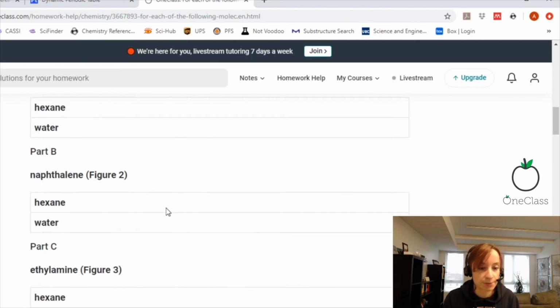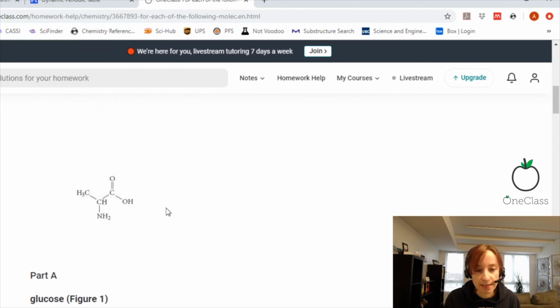Then the last one is alanine, which is an amino acid. It has NH2, and it also has OH, so it is already hydrogen bonding on its own. That makes it a polar molecule, so it will be more soluble in polar solvents like water than it would be in hexanes.